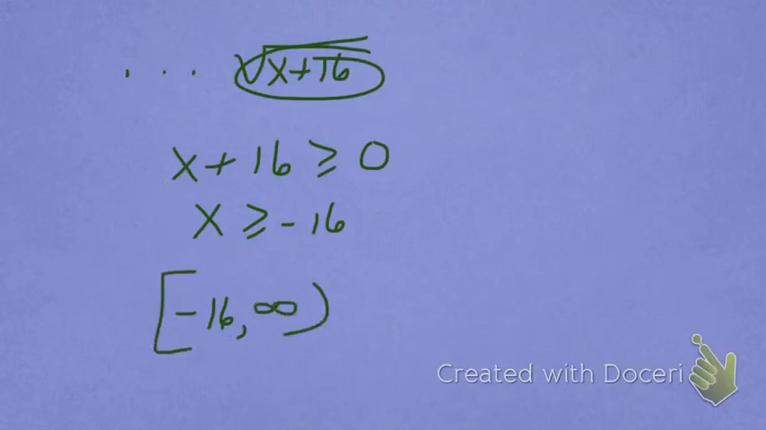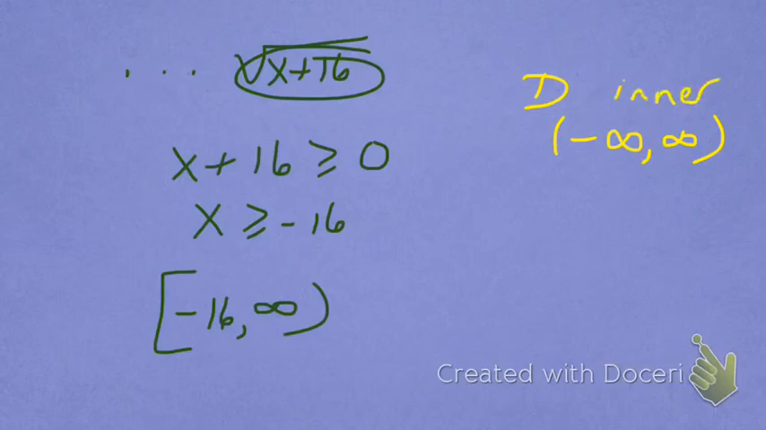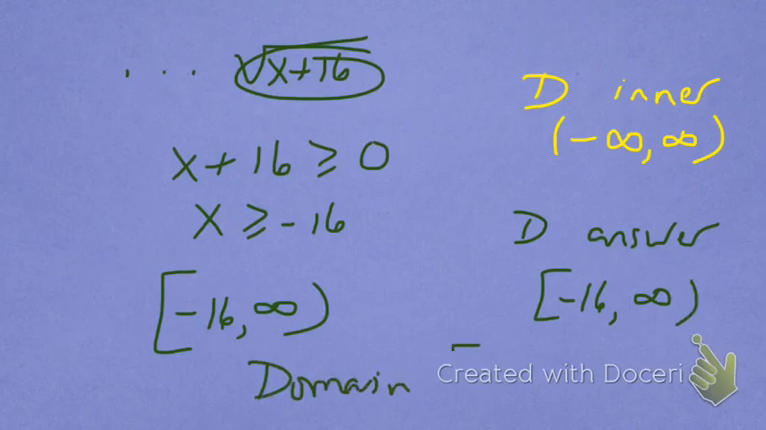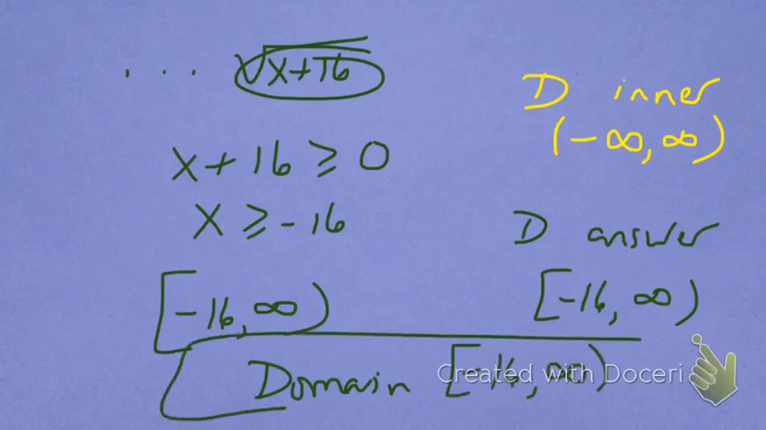So originally, for the g function, our domain was negative infinity to infinity for our inner function. Then the domain for the answer was everything from negative 16 to infinity. So in the end, your domain overall is everything from negative 16 to infinity. The end.